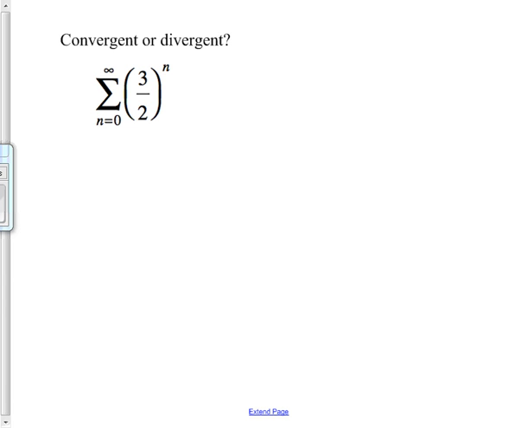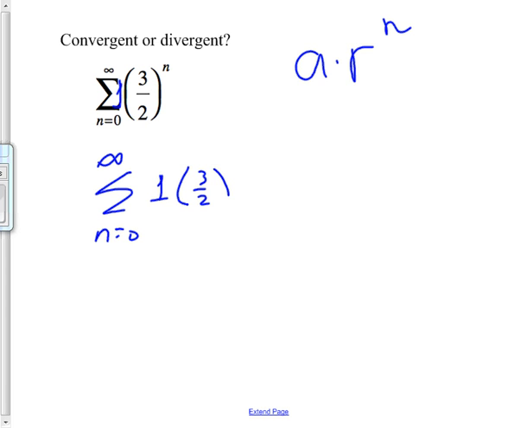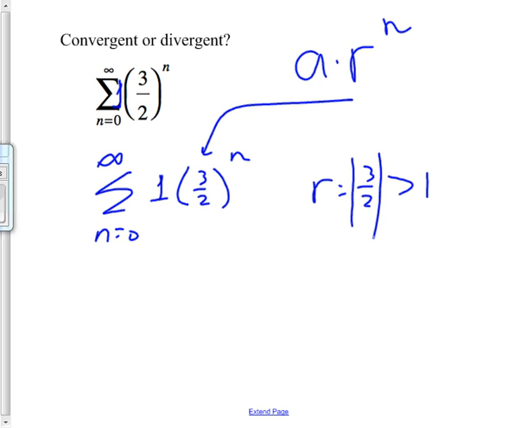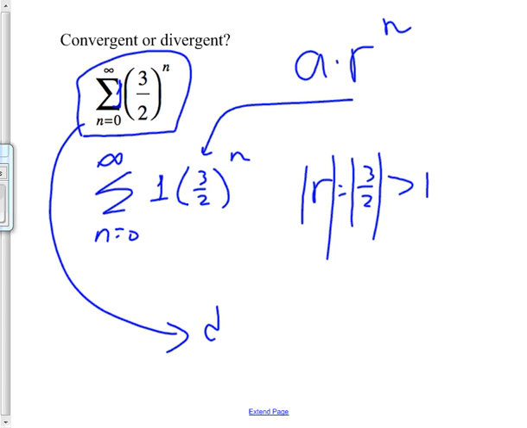What about this one? Well, same idea. Is it convergent or divergent? We need to express it as a times r to the n. This one's actually easier. We have n equals 0 to infinity. My a value is just 1. And then that 3/2, that's my r. So r equals 3/2. The absolute value is greater than 1. Since the absolute value of r is greater than 1, we know that my geometric series here must diverge. In other words, it doesn't approach a singular value.